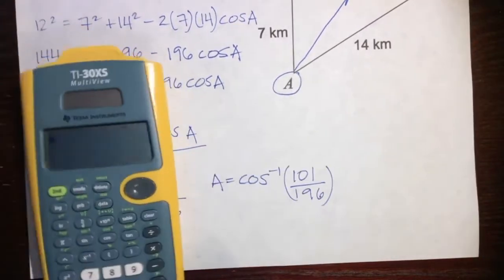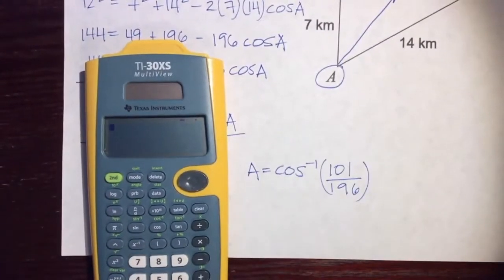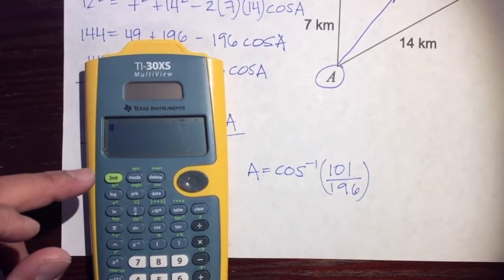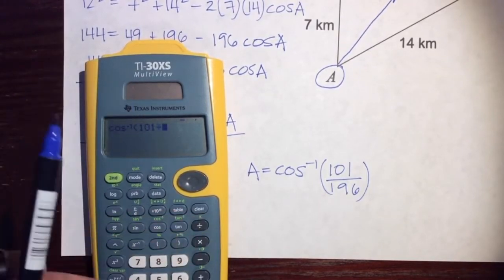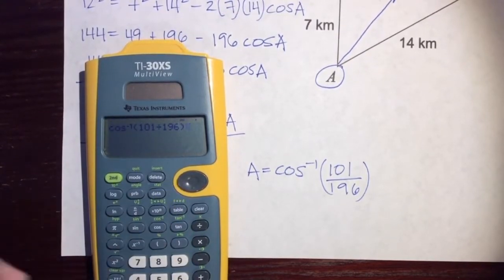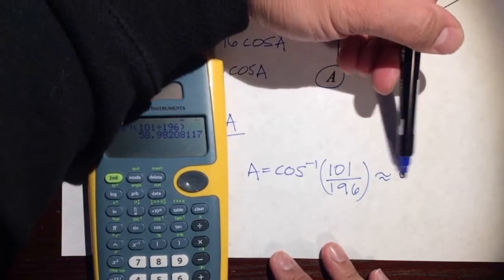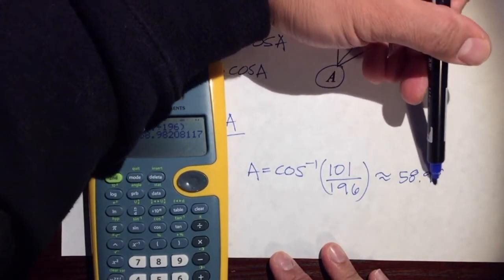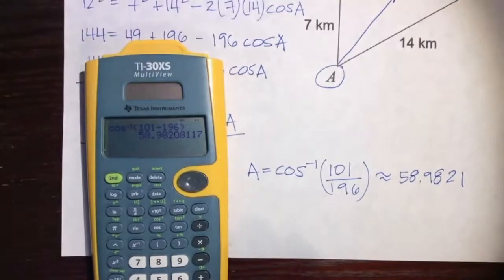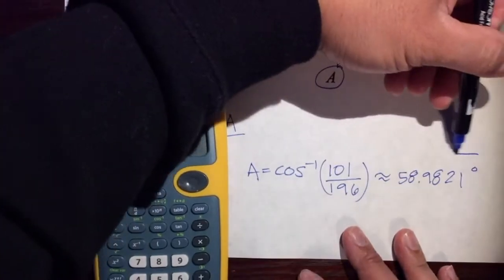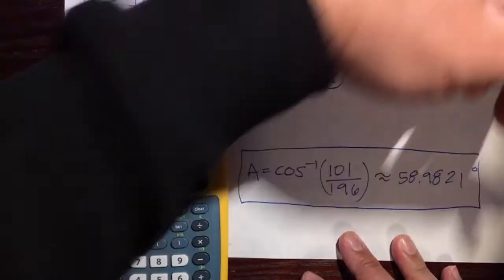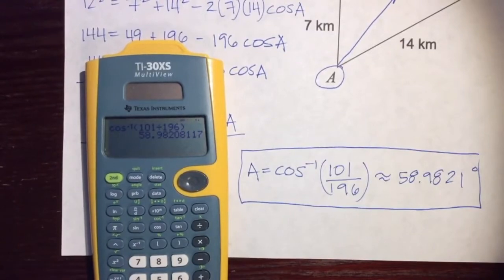All right. So we're going to type this in. Second cosine 101 divided by 196 is 58.982. So about 58.982, because this 8 bumps that up, degrees. All right, there is our final answer.